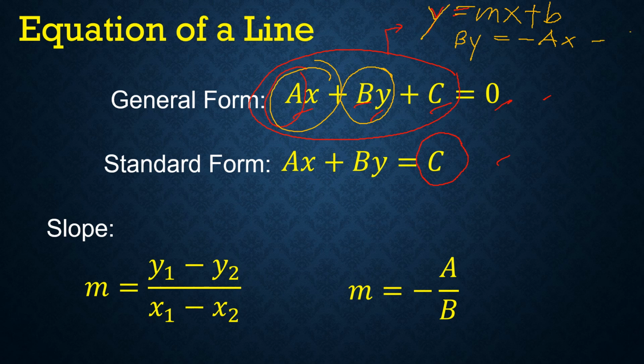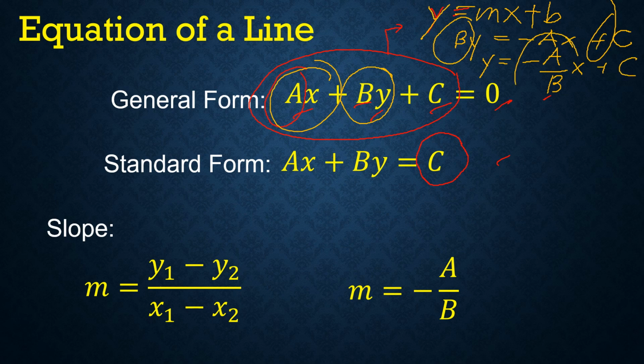Okay, so we have minus c or plus c. Regardless, that is just a constant. Y is now equal to, i-divide mo ang b sa magkabilaan, so magkakaroon ka ng negative a over b x. So regardless of any c, ito na ang magiging slope.